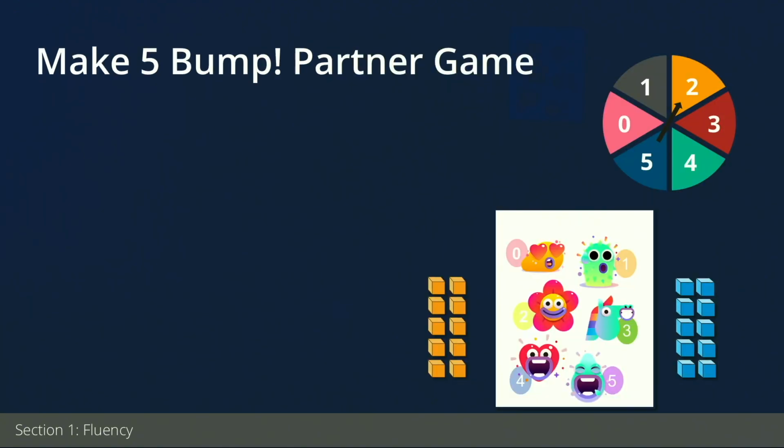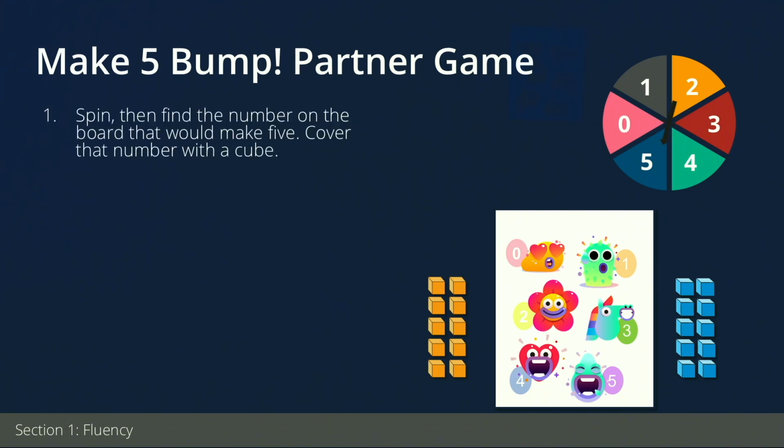Here we have Make 5 Bump, a partner game. So on this activity, students have this game board here and a spinner. First, students are going to spin and then find the number on the board that would make 5. In this example, 2 plus 3 would make 5 or equal 5. And they will cover that number that would make 5 with a cube.